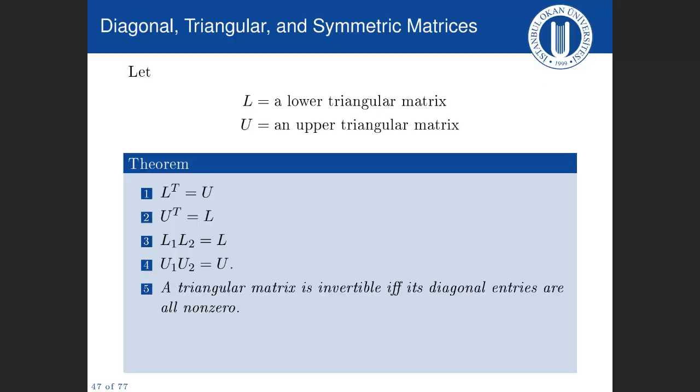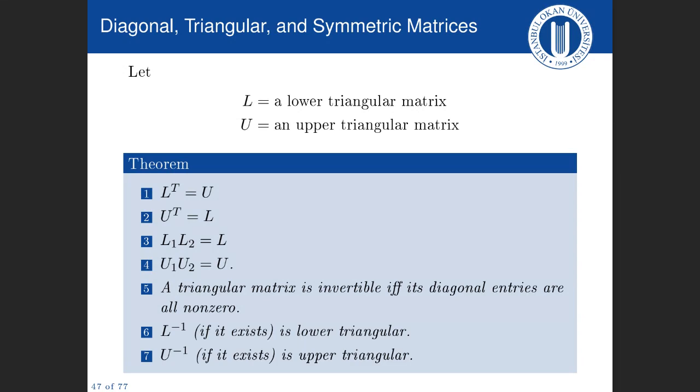A triangular matrix, just like a diagonal matrix, is invertible if and only if its entries on the main diagonal are all non-zero. The inverse of a lower triangular matrix, if it exists, is lower triangular, and the inverse of an upper triangular matrix, if it exists, is upper triangular.